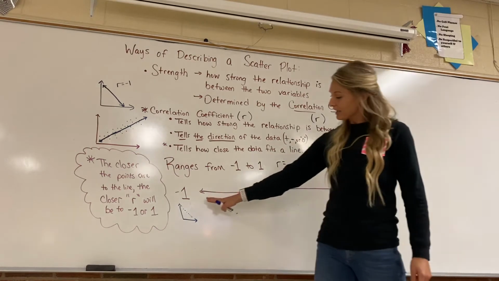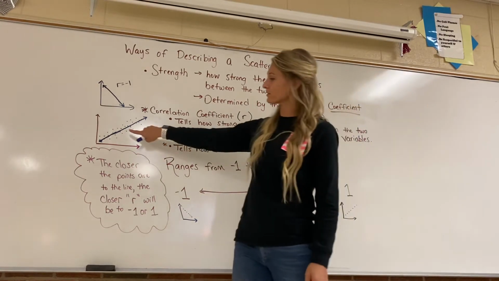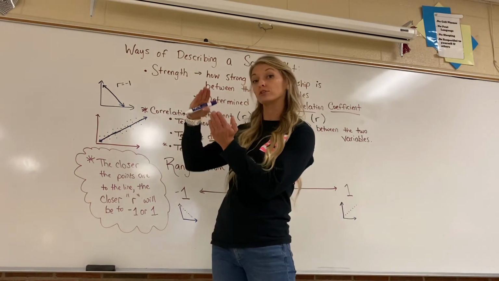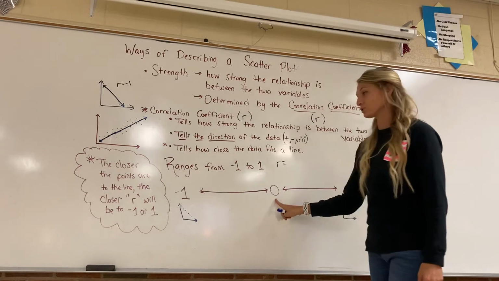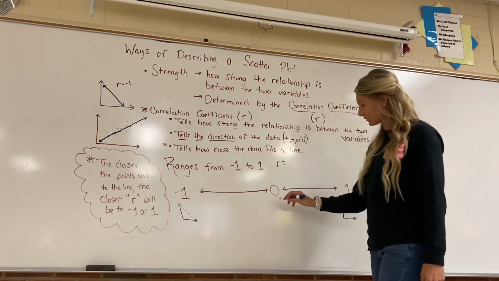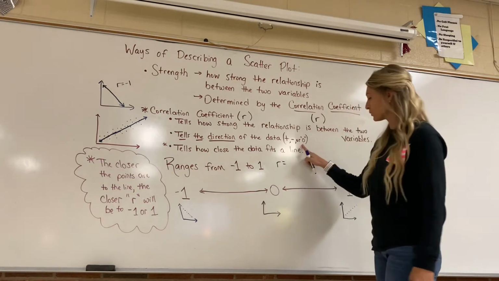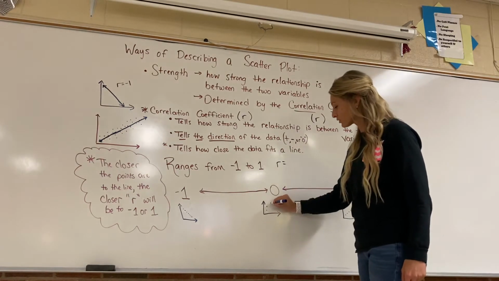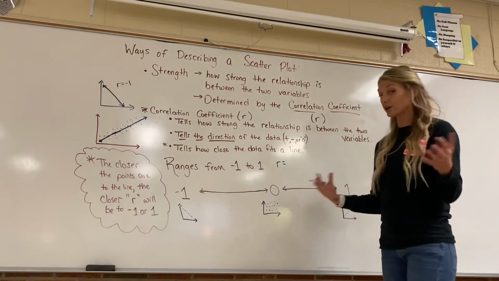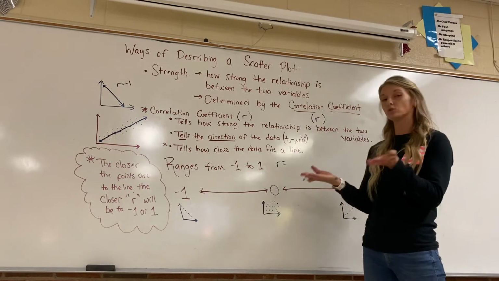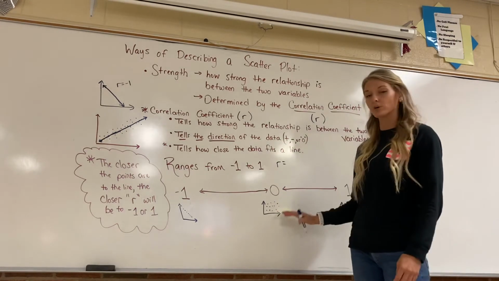So if you start going back towards 0, these are the graphs where the points start getting a little further spread out from your line, okay? And then if the correlation coefficient was actually 0, these are the graphs where there's no correlation. So these would be the graphs that have no relationship to each other. Those two variables are not related in any way, okay? So that would be kind of what your graph looks like.